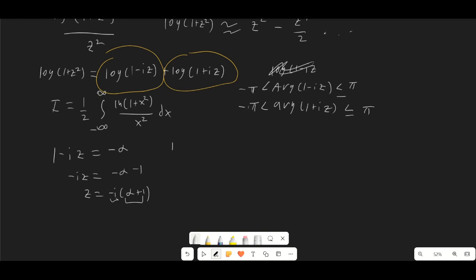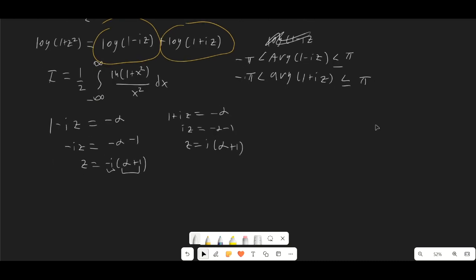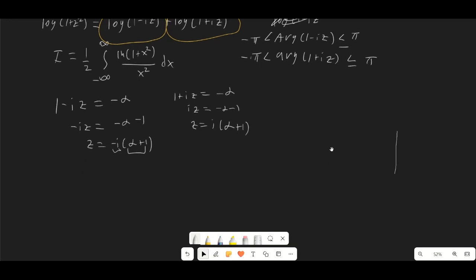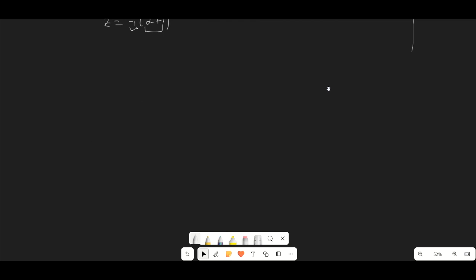For 1 + iz, we also set this equal to -α. It's almost the exact same thing, except we get -α - 1, and we get z = i(α + 1). Again, α is positive and real. Our branch cut is going to start at the point z = i and run up from i to infinity.